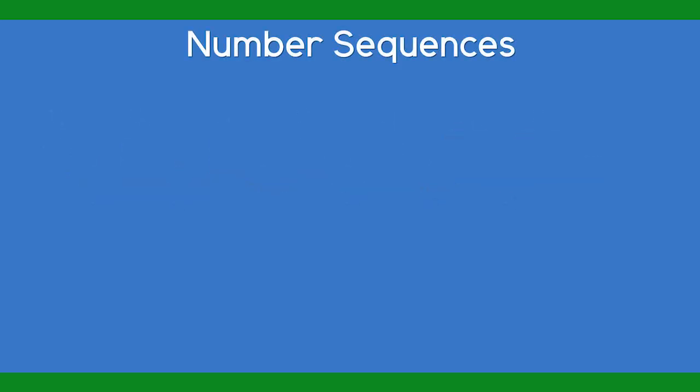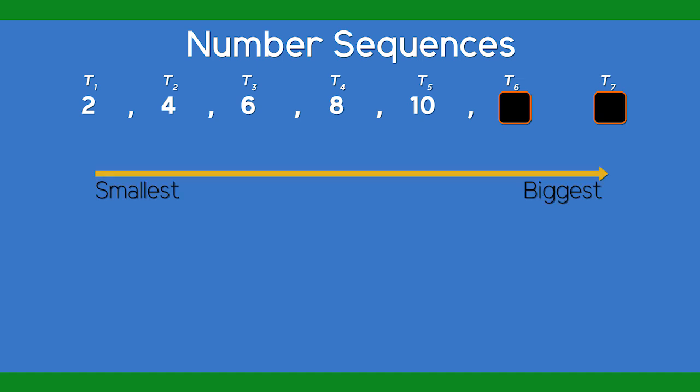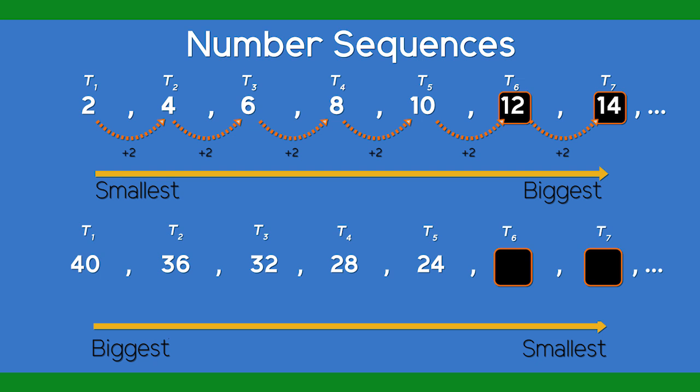Let's recap what we've learned in this video. We've learned when numbers in a sequence are arranged in ascending order, we can test if we can add a fixed number to each term to find the next term. When numbers in a sequence are arranged in descending order, we can test if we can subtract a fixed number to each term to find the next term.